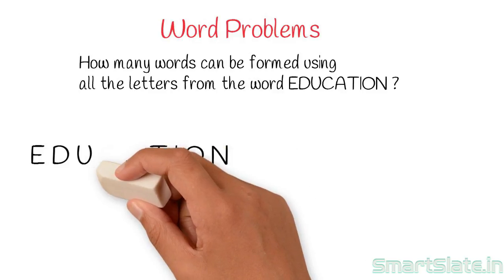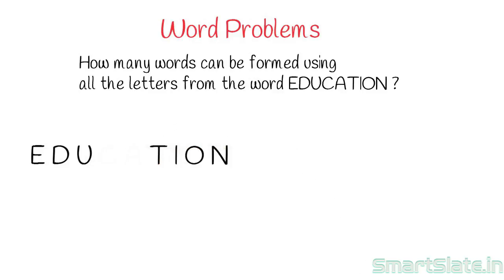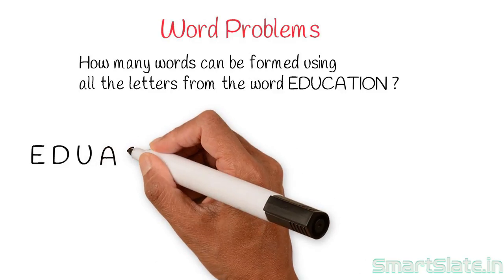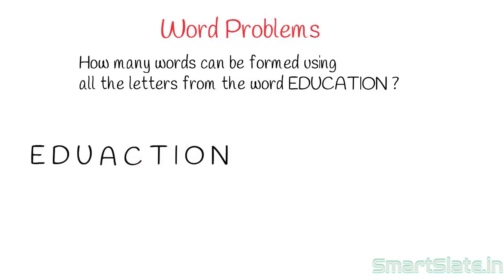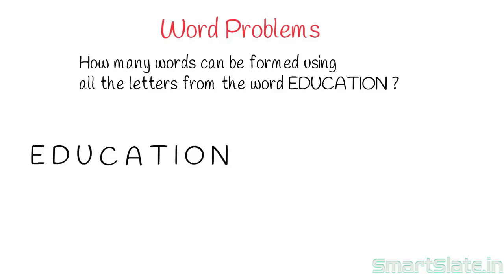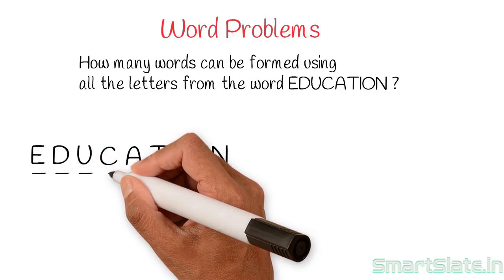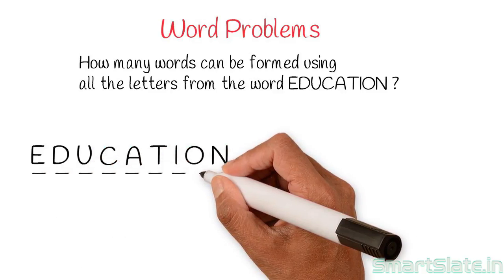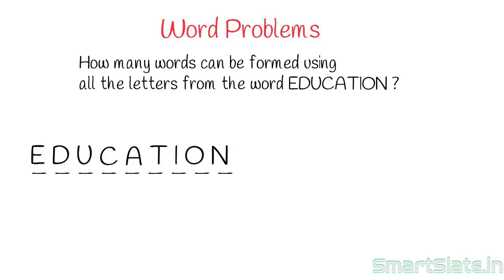The formed word is EDUACTION. Observe different order gives different meaning. Hence, applicable rule is permutations. Education has 9 letters. The possible arrangements also require 9 letters.